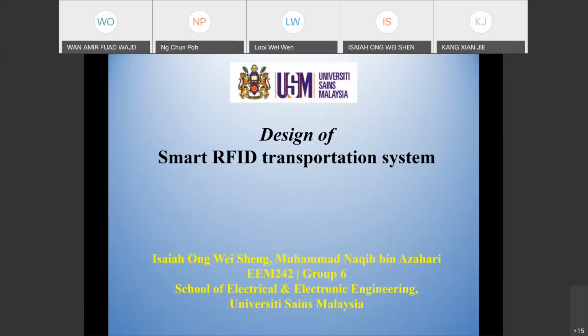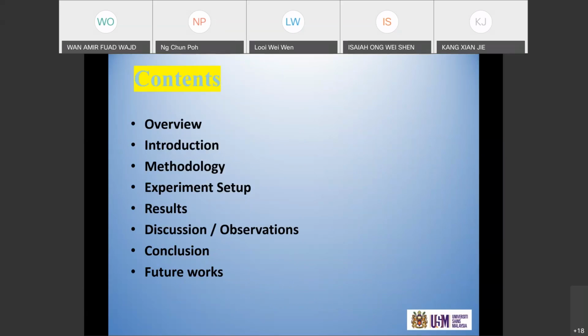So my project is Smart RFID Transportation System. My name is Isaiah Ong Wei Sheng and my teammate is Muhammad Nakib bin Azhari. This is the contents of our project, which consists of overview, introduction, methodology, experiment setup, results discussion and observations, conclusions, and future works. So now I'll move on to the first part.